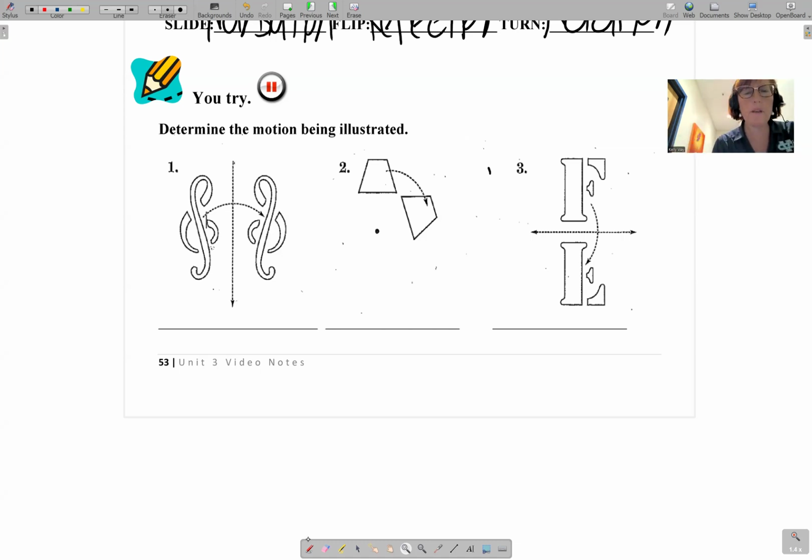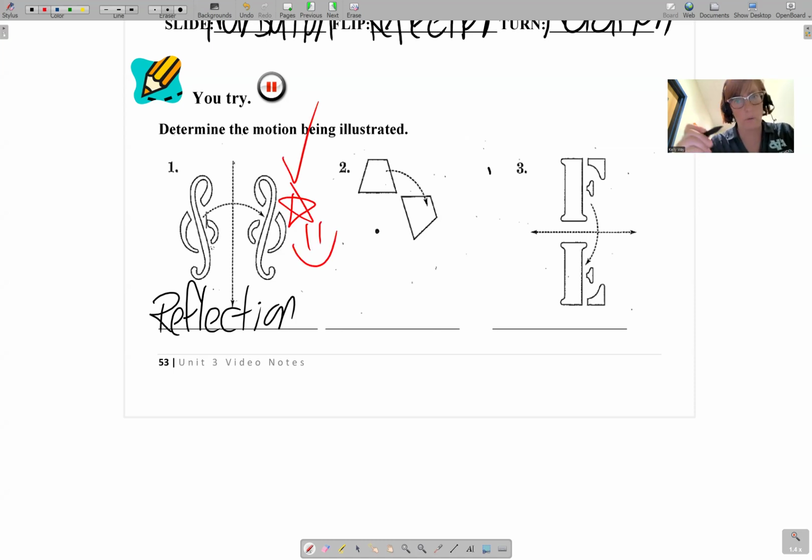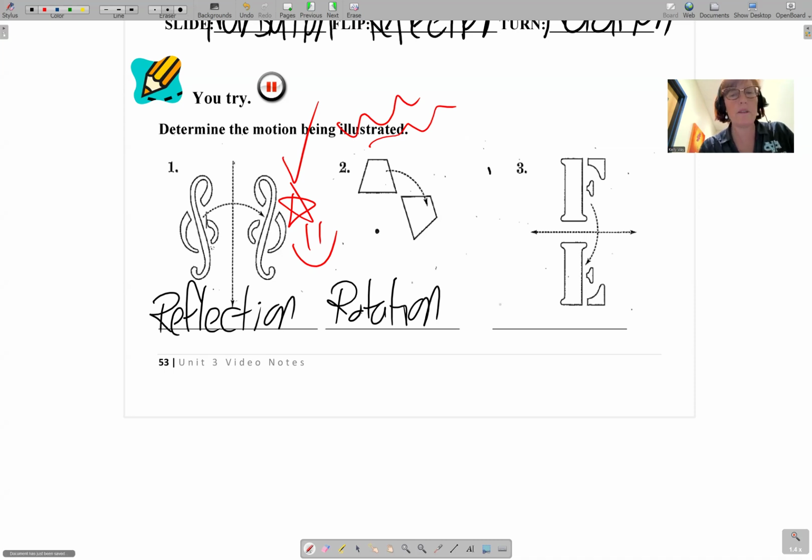Okay, let's see how you did. This image was reflection. You should be getting out a red pen and you should be checking these if you got them correct. Check, star, smiley. If incorrect, I expect a little note. What do you want to remember? This is rotation. And then this is also reflection.